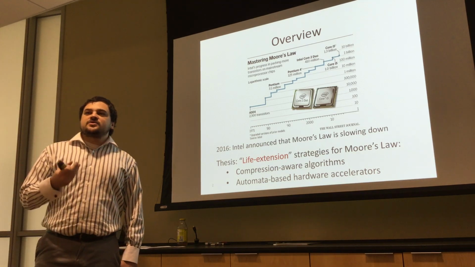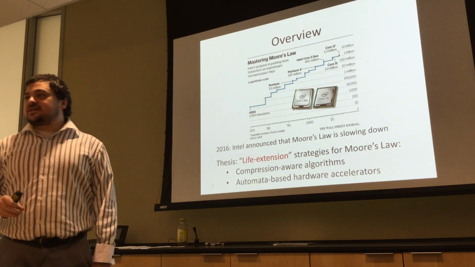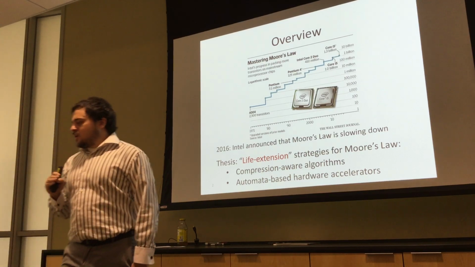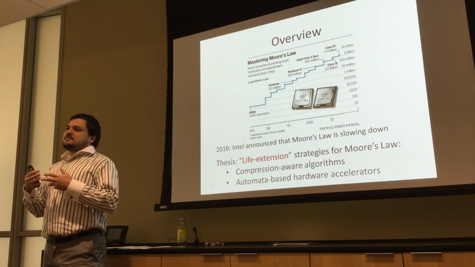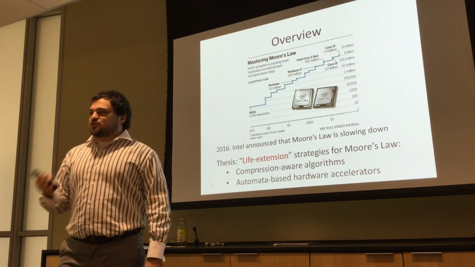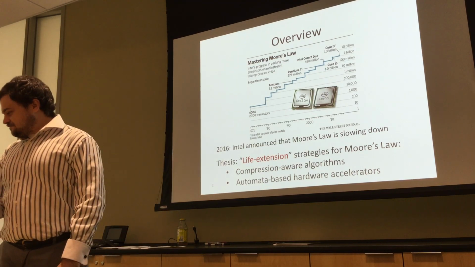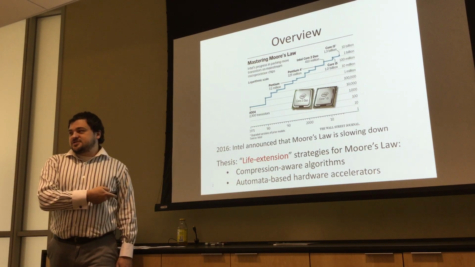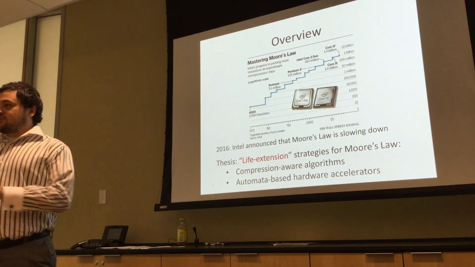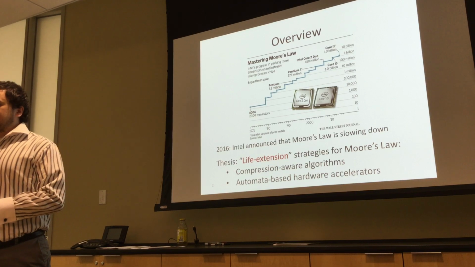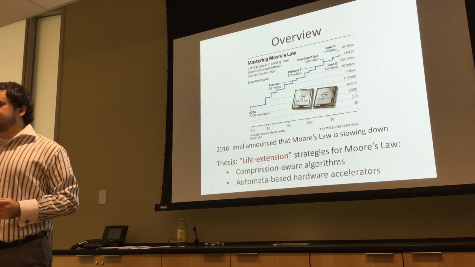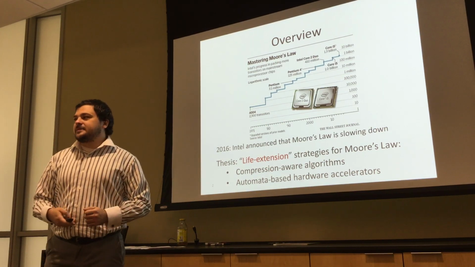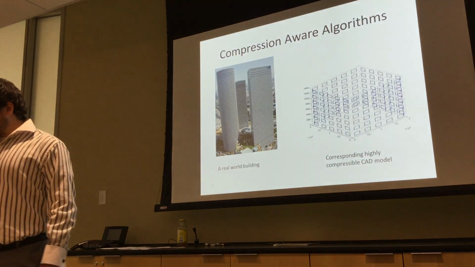Now, in order to continue keeping up with the still exponentially increasing demand for computing power, we have to look at certain application side resourcefulness in order to do this. So in this dissertation today, I'm going to provide 2 life extension strategies for Moore's law. The first is one where we operate directly on compressed data without first decompressing it. And the second is to leverage highly parallel automata-based hardware coprocessors.